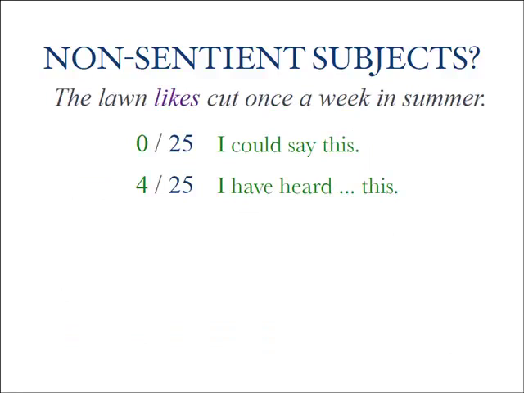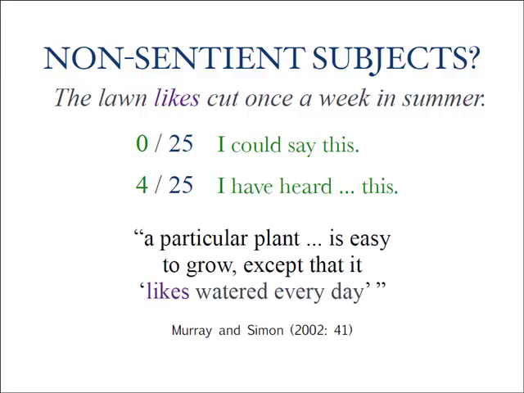Then again, I looked for these non-sentient, non-volitional subjects with like in the AEP. I didn't get anybody to say that they could say this, but I had a few people say this was something that they had heard. So it seems to be something that exists. Murray and Simon also have this example where they overheard somebody saying there was a particular plant that was easy to grow, except that it likes watered every day. So I think this is more of a need reading.